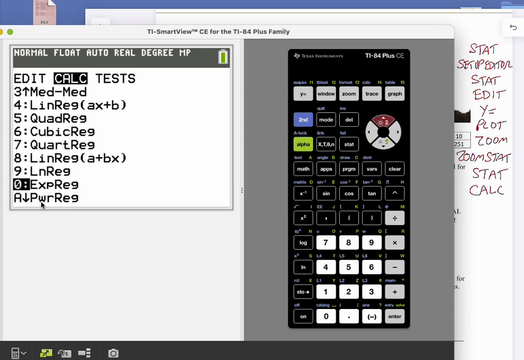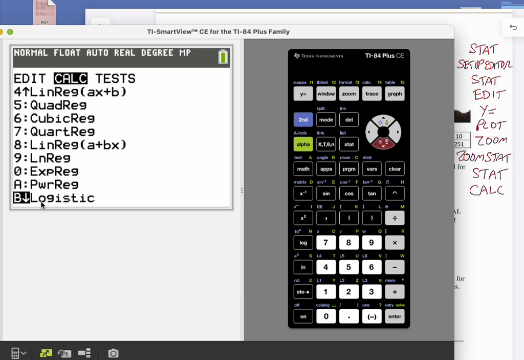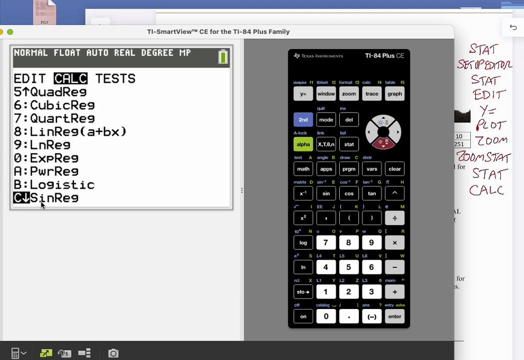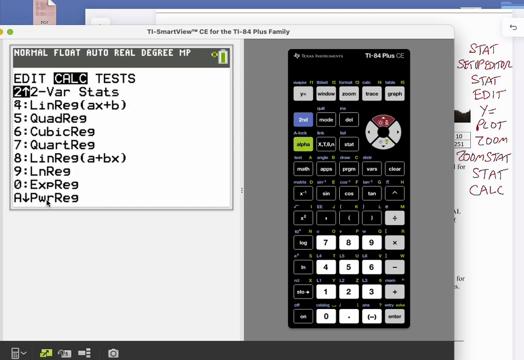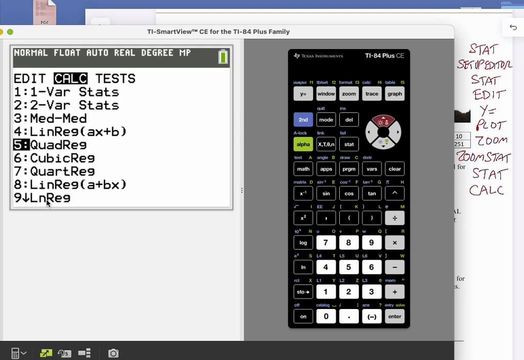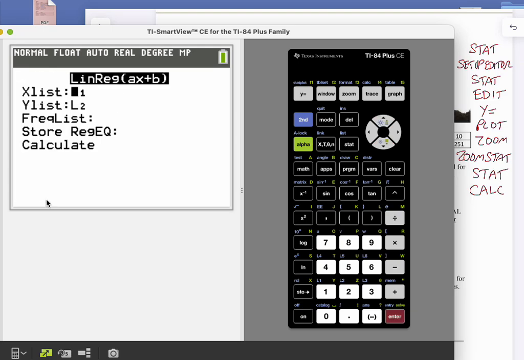The 0, 1 is exponential. We'll use that. A is power regression. We're not going to use powers, so you don't have to worry about that one. B is logistic. We'll use that today. And then C is sine regression, which is like a wave. So we're going to use 4 right now. So you're going to hit 4.